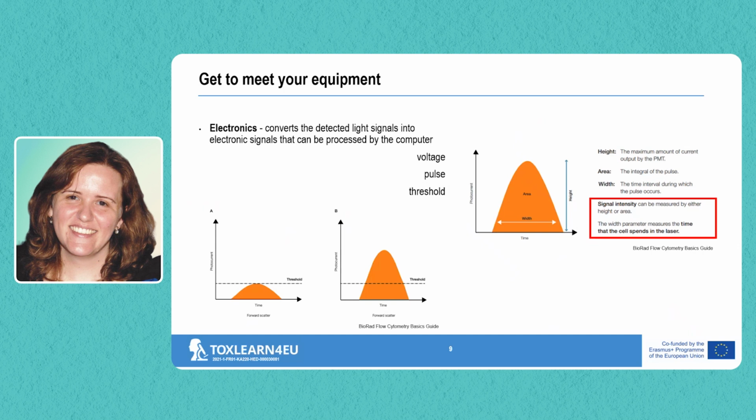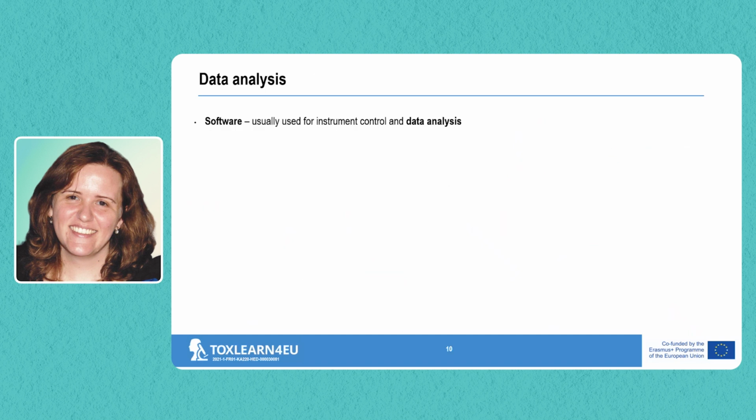So you need to be careful when you do this, because in many equipments, when you set the threshold, everything that is below that criteria will be lost. You'll never have information about that. So at least I prefer not to have this threshold and then just delete this data at the data analysis stage.